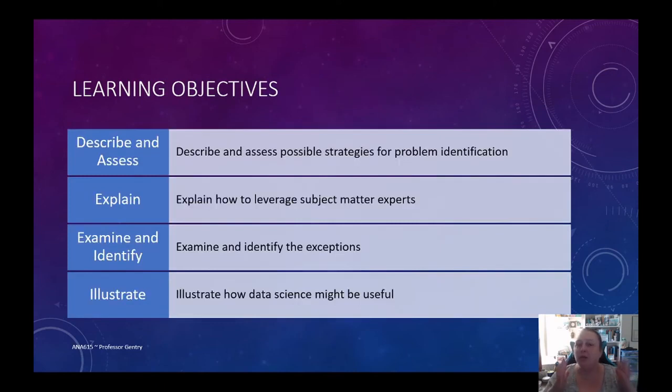Again, super short lecture, but so much information that we need to go forward. We talked about the possible strategies to identify problems. We talked about how to talk to those subject matter experts and what to do and what not to do. We talked about the importance of identifying and understanding those exceptions and those outliers. And then lastly we talked about how data science might be useful.